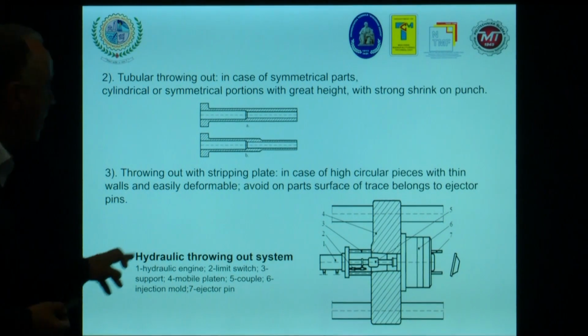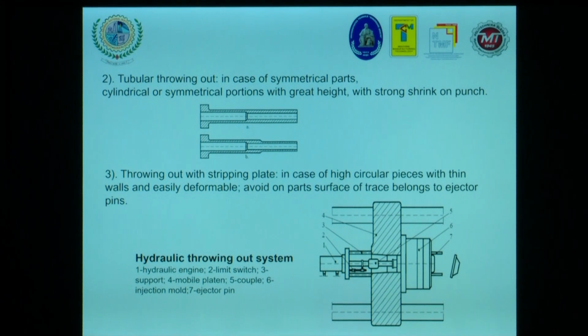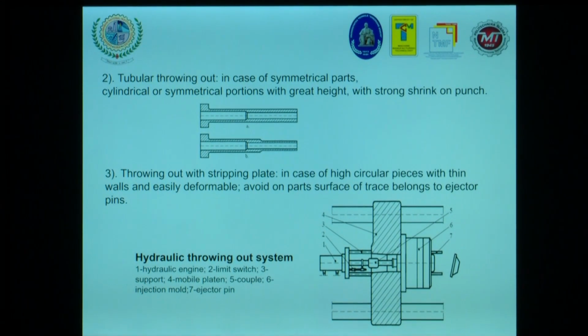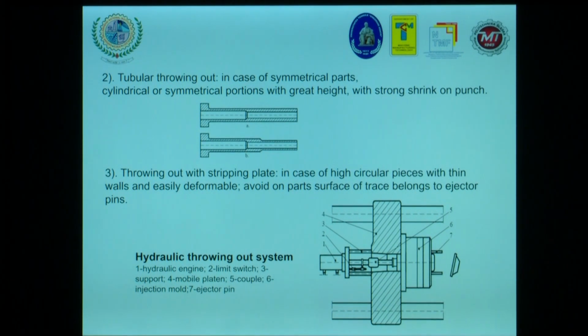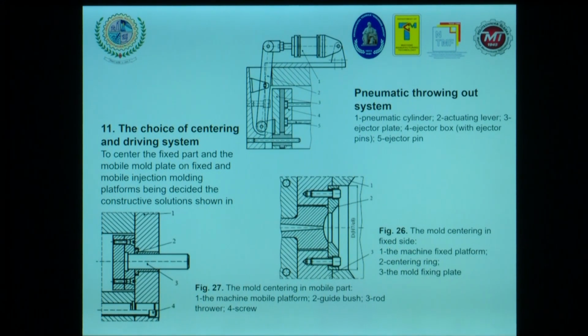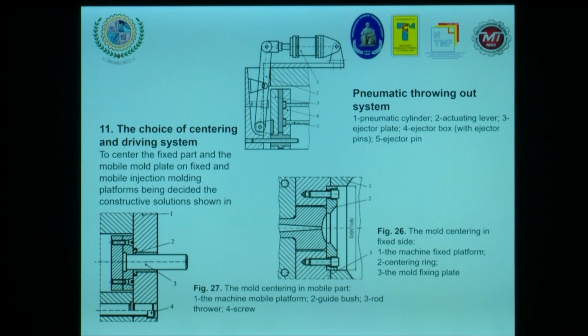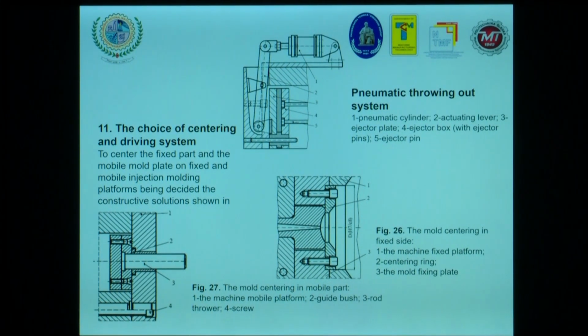Another system is the hydraulic system. The first one was the mechanical one. Now the hydraulic system, and of course we need the hydraulic engine in this case. Also, you can use the pneumatic drawing out system, and of course in this case we need a pneumatic cylinder. And of course, all the students must choose in this step of the project which drawing out system they choose.